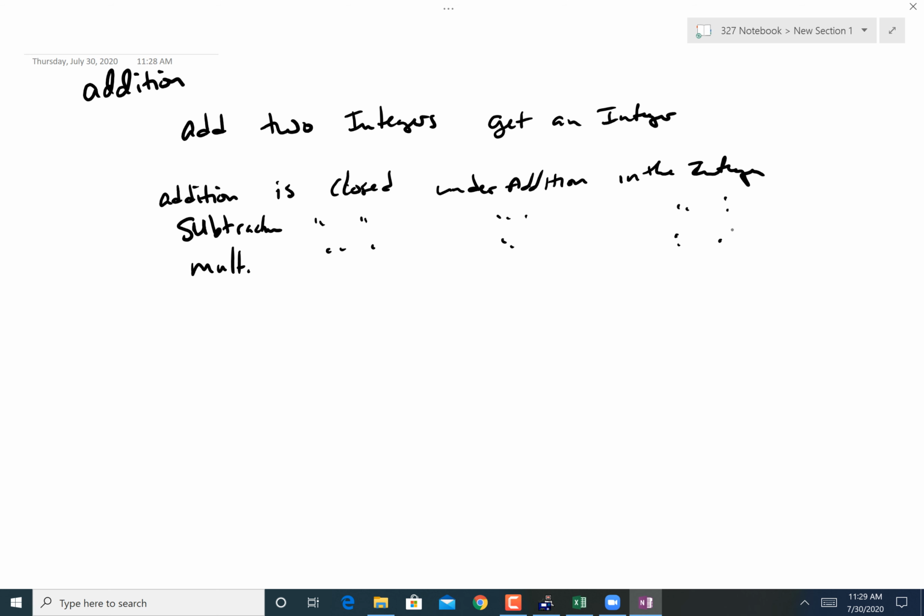Okay, so addition of whole numbers will give you a whole number. 2 plus 12 is 14. That's cool, 14 is a whole number. Subtraction is not true, because if you did 14 minus 2, you would get a whole number. That's true. But if you did 2 minus 14, you would not get a whole number. So we'd say subtraction is not closed for the whole numbers. Okay?